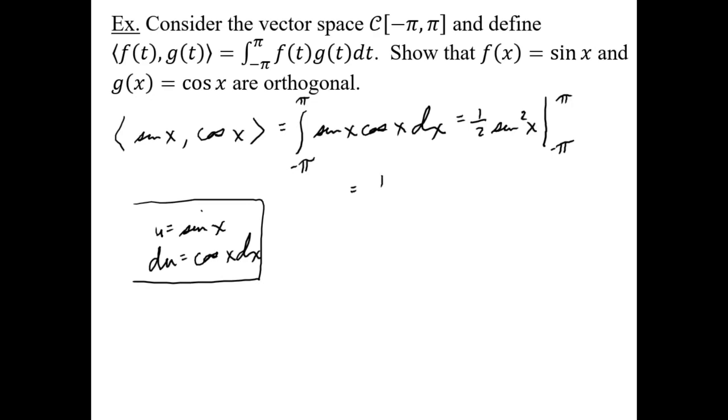So this is 1/2 sine squared of pi minus 1/2 sine squared of negative pi. Both of those are zeros, so certainly the answer is 0. So we have shown that these two vectors are orthogonal because the inner product was 0. One more time, what do I mean those two functions are orthogonal? That doesn't really make a lot of sense in this case, right? It's basically, if we treat them as vectors and if we define the inner product in this way, then the vectors are orthogonal. Again, abstract.